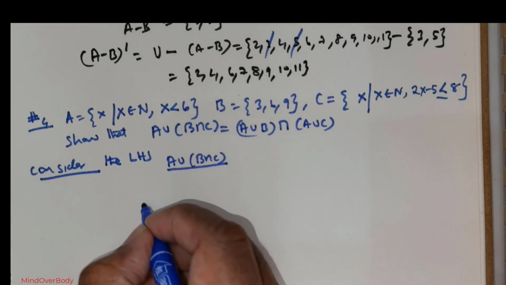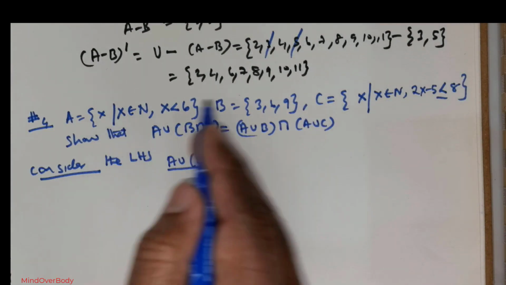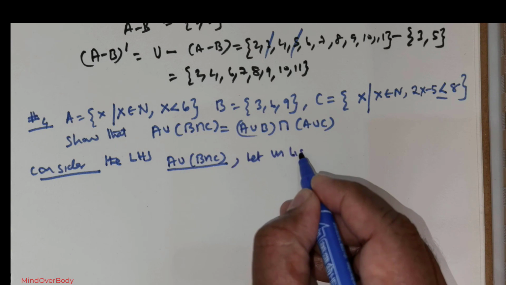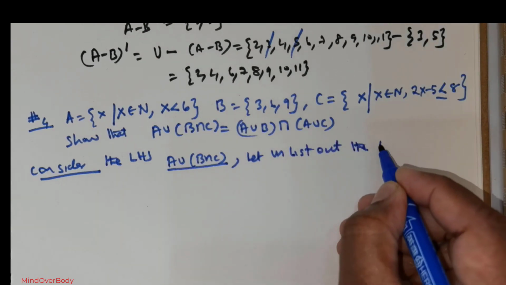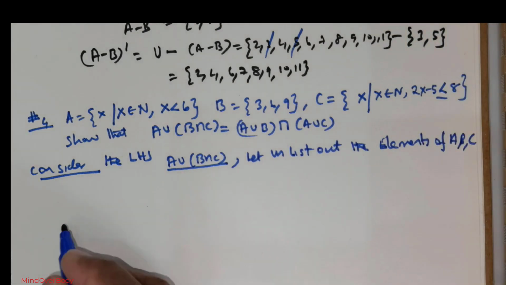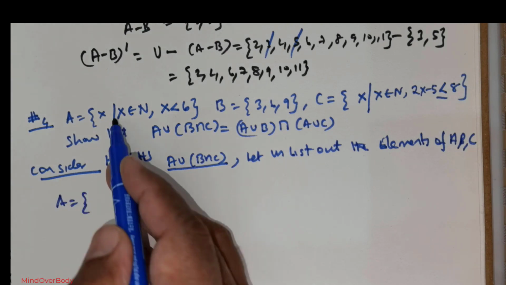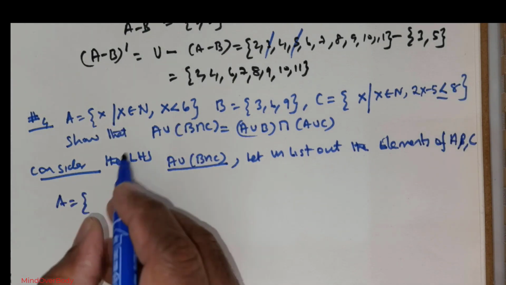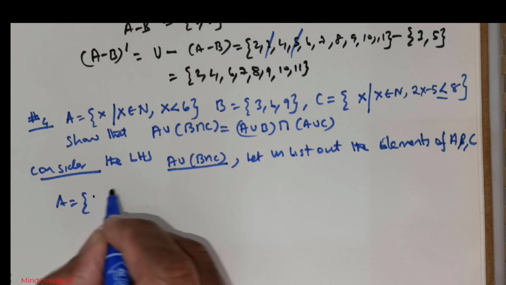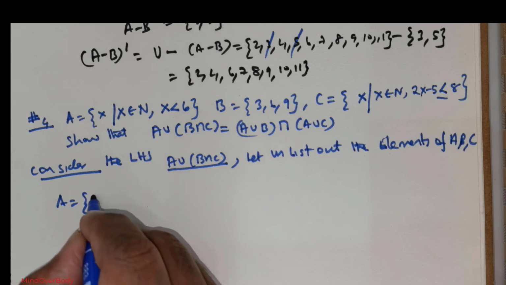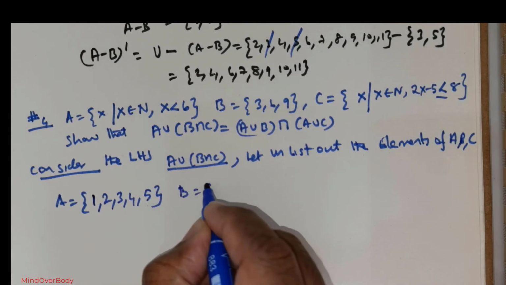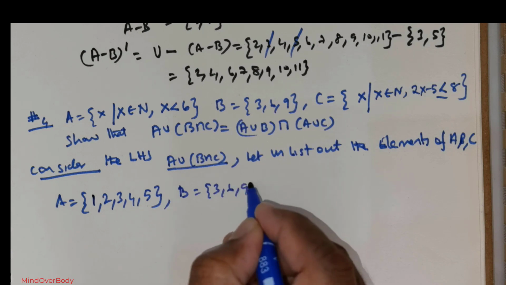So before we could start this, we will have to list out the elements of A, B and C. So let me do that. What do we got for A? Collection of all x such that x is less than 6. The x should be an element of natural numbers, right? In this case, natural numbers start with 1. So 1, 2, 3, 4 and 5. That's it. And for B, it's already given. B is 3, 6, 9.